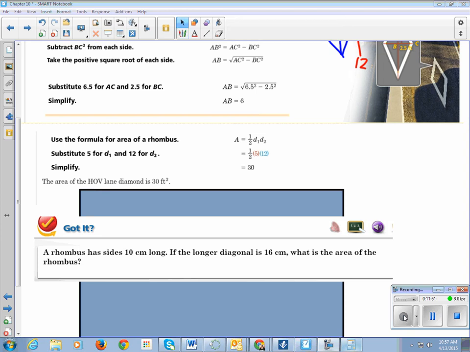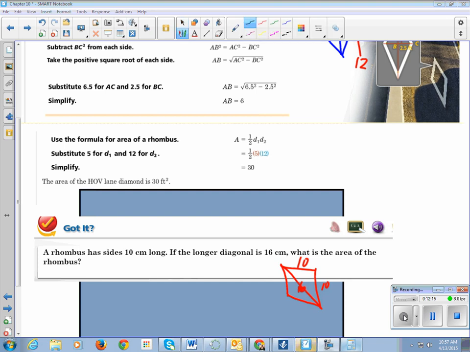Okay, let's see if we can apply that to this problem right here. A rhombus has sides of 10 centimeters, so I'm going to draw my wonky rhombus. It's 10 on each side. And then the long diagonal is 16. So 1 and a 6. What is the area of the rhombus?